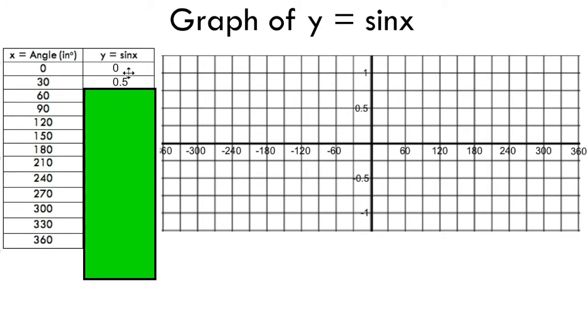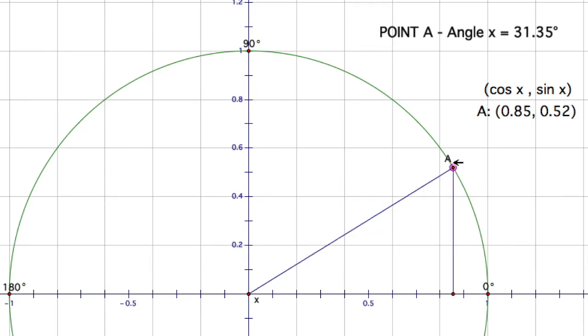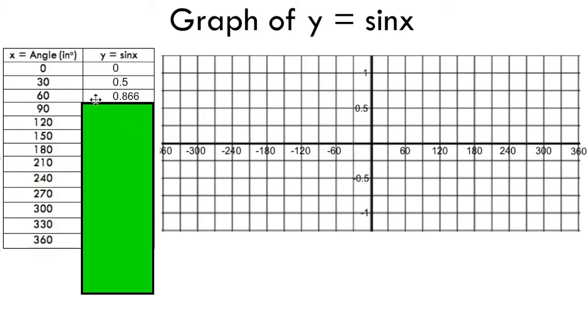Now you can continue this down the chart. If I sub in 60, I'm going to get approximately 0.866. And you can always verify this on your unit circle. If I go up to 60 degrees here, you'll see that I get 0.867. Now that's going to round up, but that's consistent with what we see in the chart here.